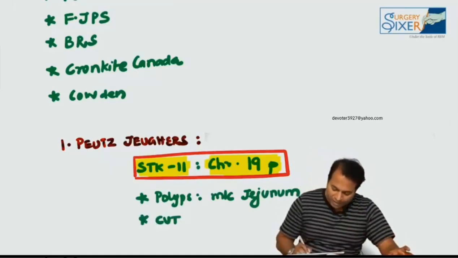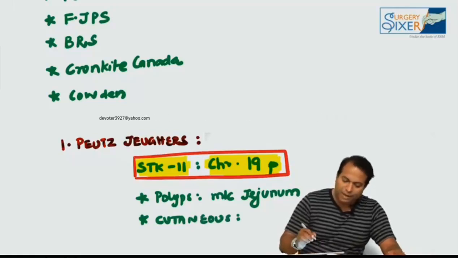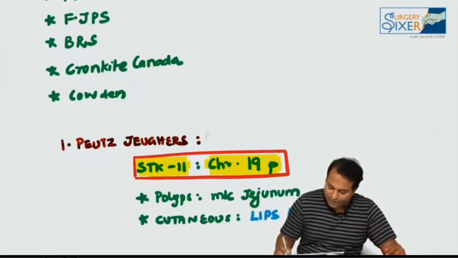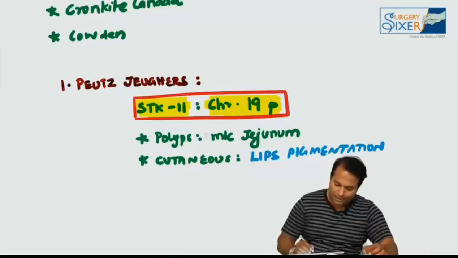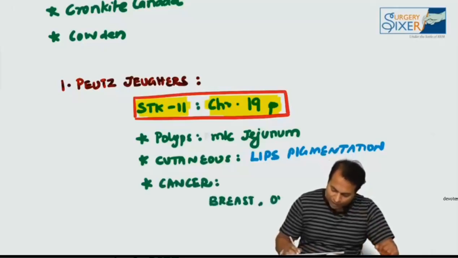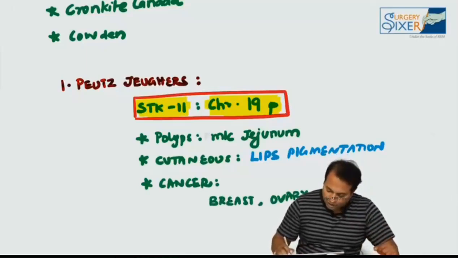One of the cutaneous manifestations for them is pigmentation in the lips. Repeat MCQ: a patient having pigmentation in the lips is seen in Peutz-Jeghers syndrome. And very important, they get cancer in the following places: the breast, ovary, thyroid. In all these places you get cancer in Peutz-Jeghers syndrome.